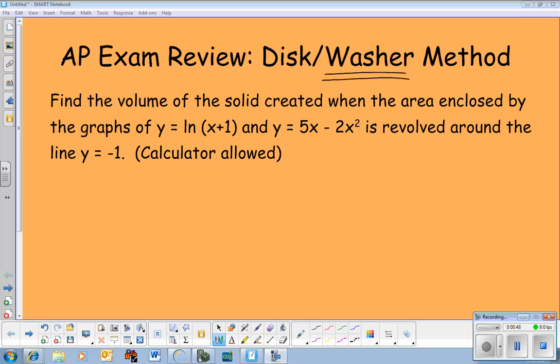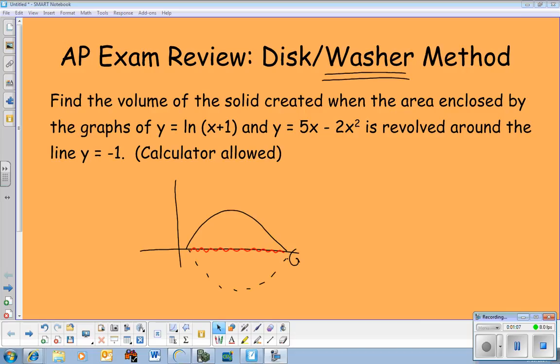The difference, in case you've forgotten, a disk method would be to take a shape like this and rotate it around the x-axis to make a little football shape. If the entire border of the shape is touching the axis around which it's spinning, that's a disk method. There's no empty space. You're making just a solid shape.